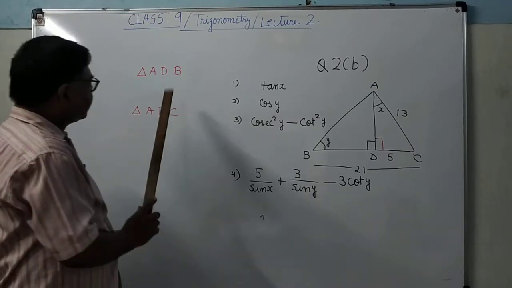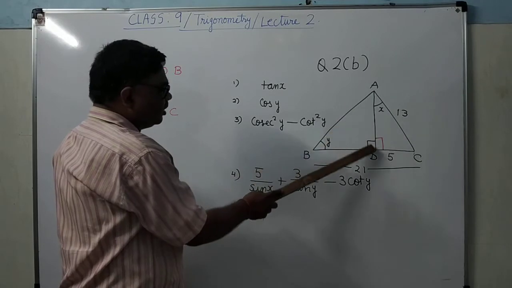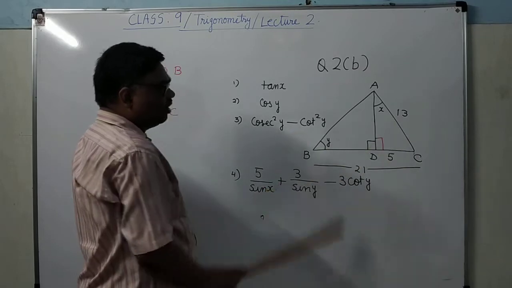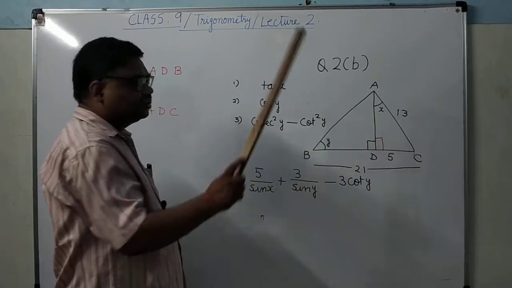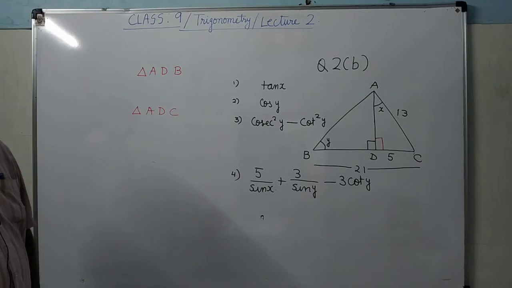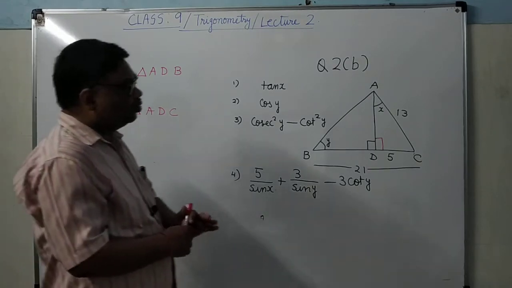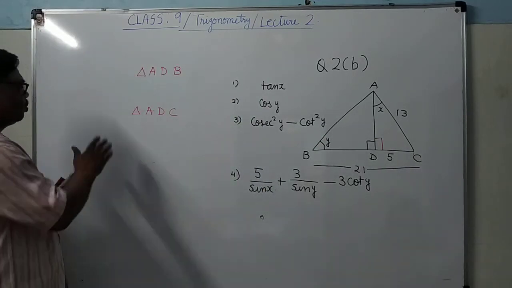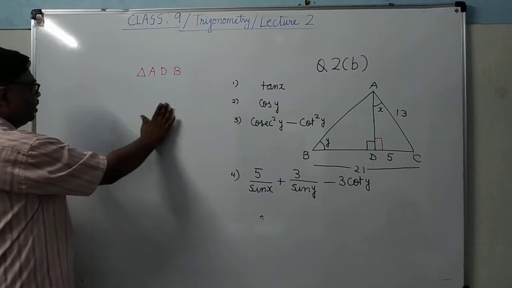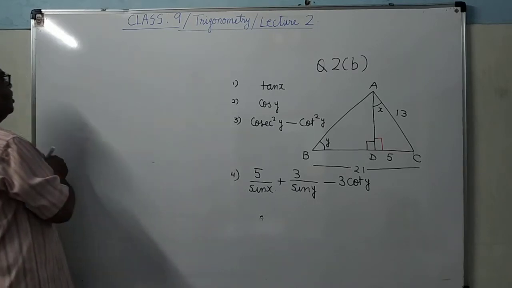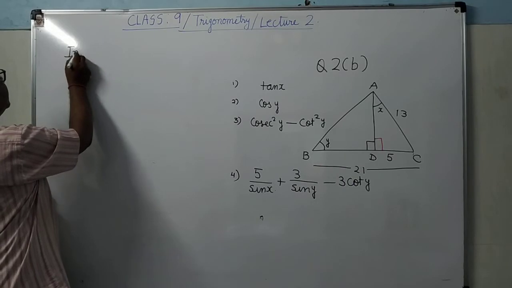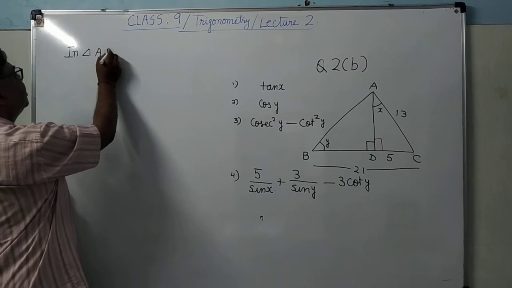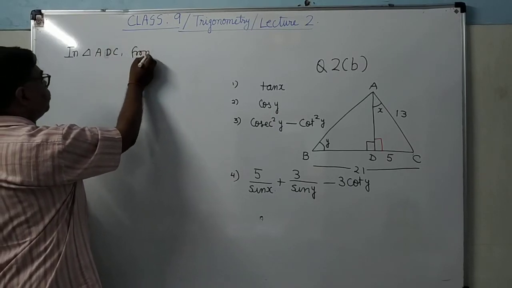If you see the second triangle ADC, the sides are AC 13, DC 5. Only one is not known, that is AD. So AD you can determine. How will you determine? By using the Pythagoras theorem. So see here in triangle ADC, from the Pythagoras theorem.